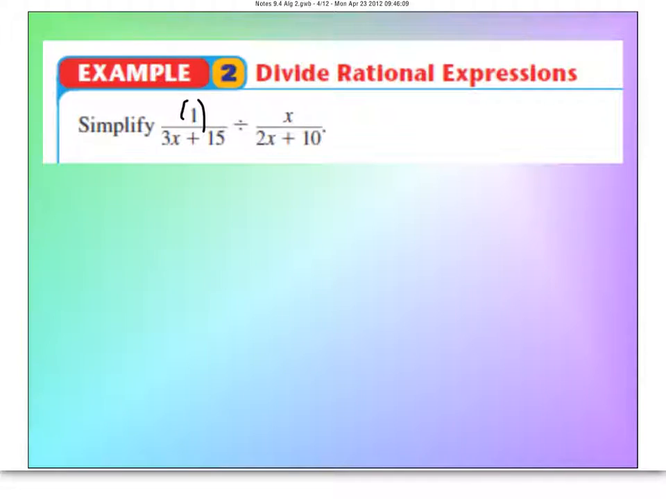So I'm going to rewrite the 1, and I'll just keep it like that. I'll do 3x plus 15 in one group. If it's a monomial like this, one piece, you don't necessarily need the parentheses around it. Then multiply, I'm going to flip-flop this fraction, so it's going to be 2x plus 10. 2x plus 10 is a binomial. Keep it in parentheses. Do not lose the parentheses on that. And then over x.